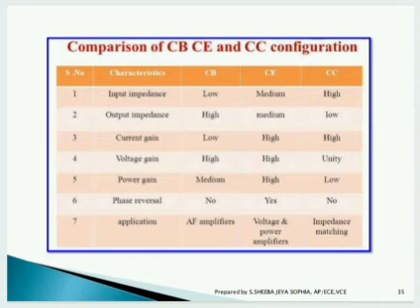Correspondingly, voltage gain is high in CB and CE configuration, whereas it is unity in CC configuration. Power gain is medium in CB configuration, high in CE configuration and very low in CC configuration. Phase reversal, of course, there is no phase reversal in CB and CC configuration, whereas it is there in CE configuration. Moving to the applications, CB configuration is mainly applied in AF amplifiers, audio frequency amplifiers, CE configuration is used in voltage and power amplifiers, and CC configuration is used in impedance matching.